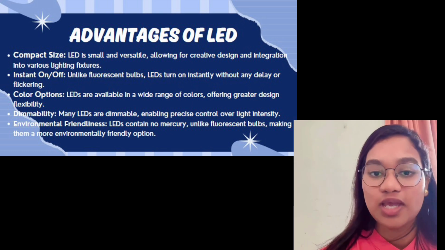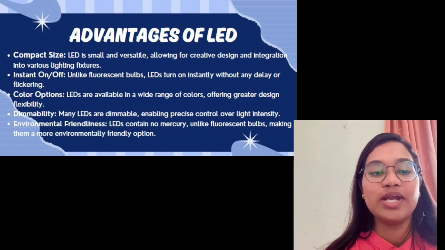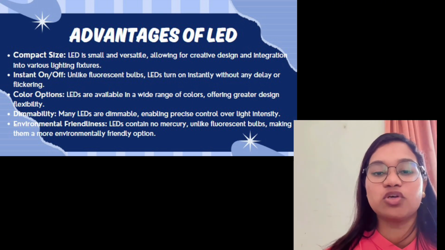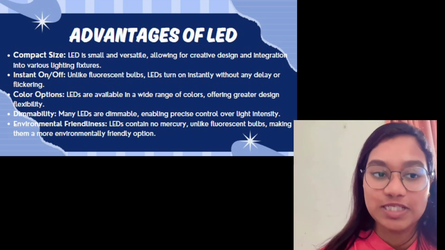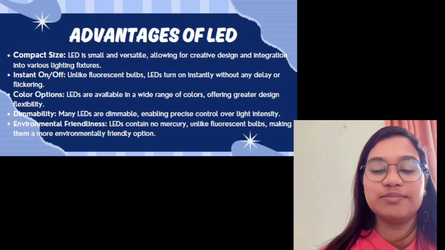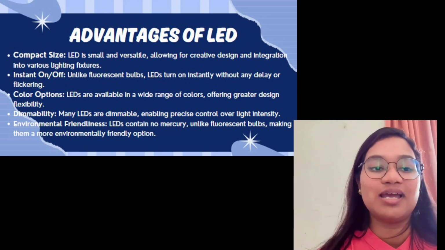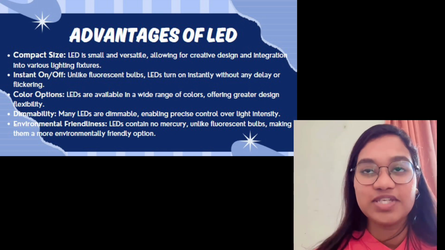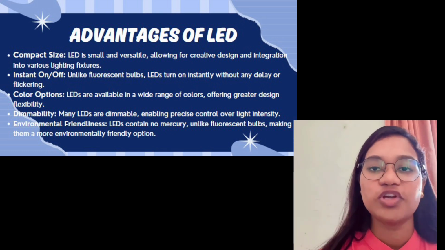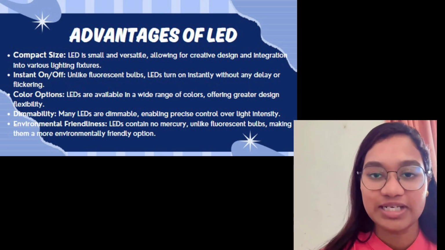And other than that, it also has color options, where a wide range of colors are available for LED, which offers greater designs. And then dimmability, where many LED lights are dimmable, which enables precise control over the light intensity. And lastly, environmental friendliness, as LED light doesn't contain any mercury, so it's more environmentally friendly than other bulbs.